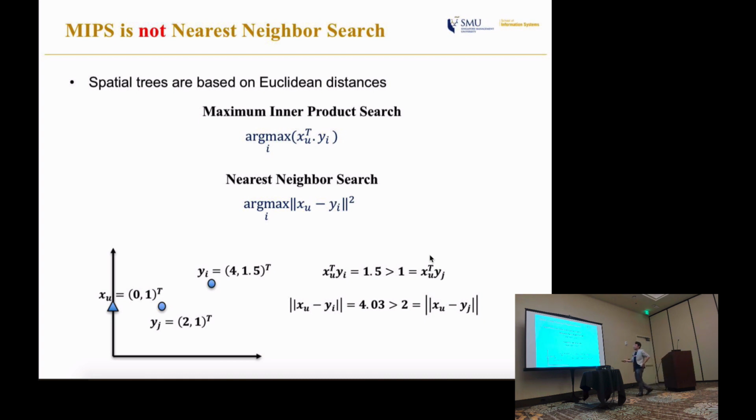This is just a simple example. It's a synthetic example that we created just to show that if you have a user U and 2 items I and J, you can have the case where the inner product, that means the prediction in terms of the preference, for I is higher than for J, whereas J is actually closer to U than I is. Meaning that if you use a spatial tree index for your retrieval, essentially you are not retrieving the ones that the user is most likely going to like. And that becomes an incompatibility that will cause problems.